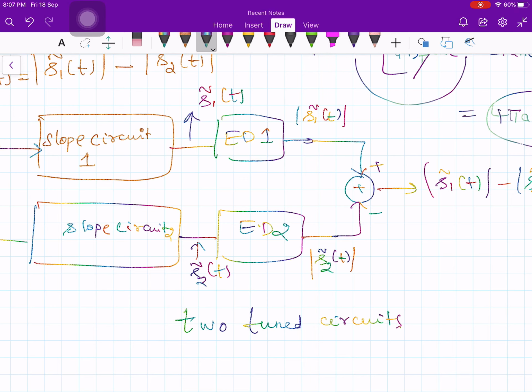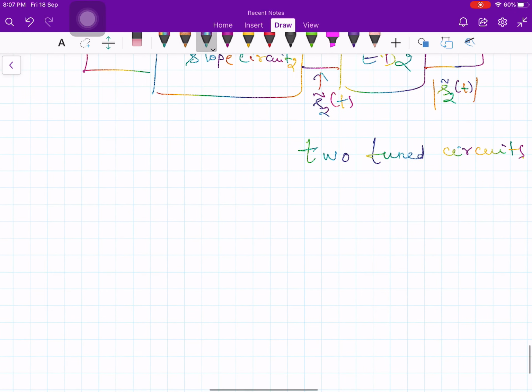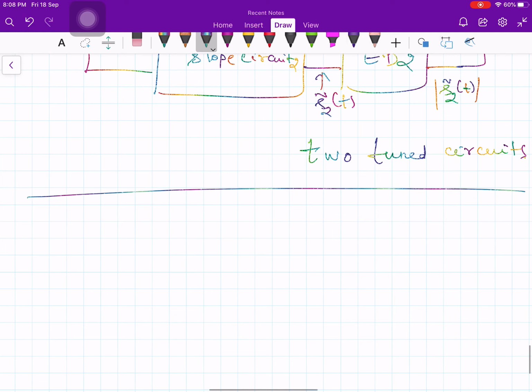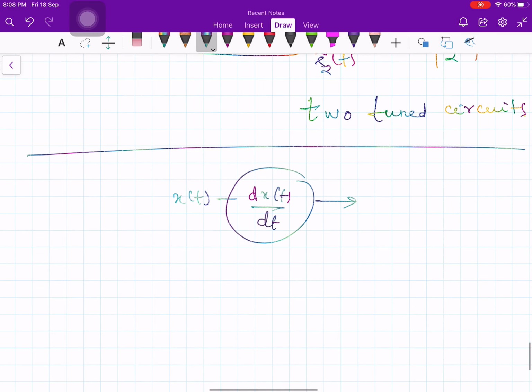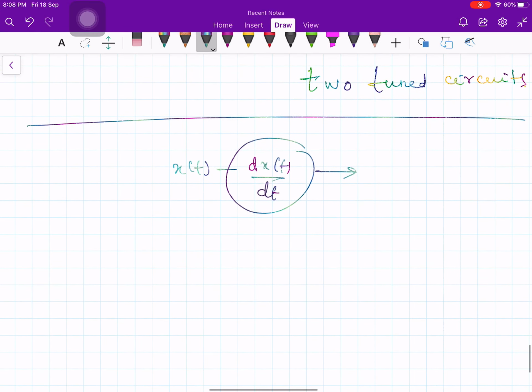Okay, that's it. Now let me come back to a point which I mentioned at the beginning of this lecture on FM discrimination. There is a differentiation involved at various stages, right? So your modulated signal x of t is differentiated, right? So there is a differentiation involved which we have used in some form or the other.